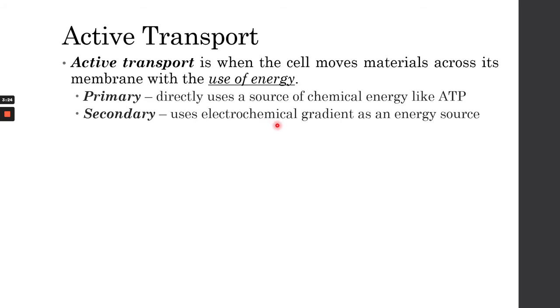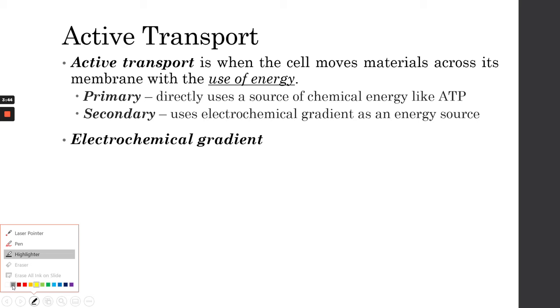But you might be questioning now, what is an electrochemical gradient? The membrane of the cell is actually more complex than what we've discussed in passive transport. If you remember, in passive transport we discussed what we call a concentration gradient.